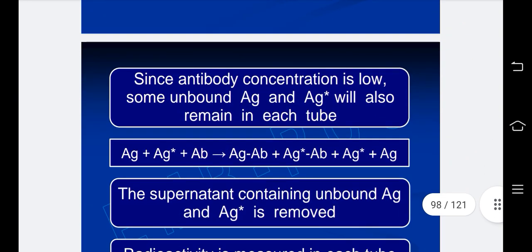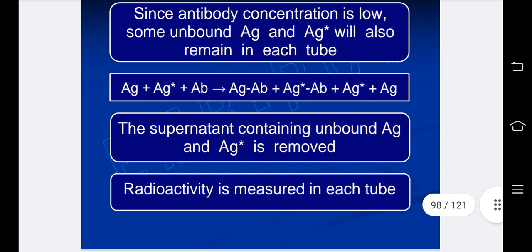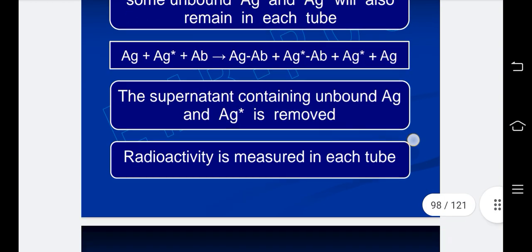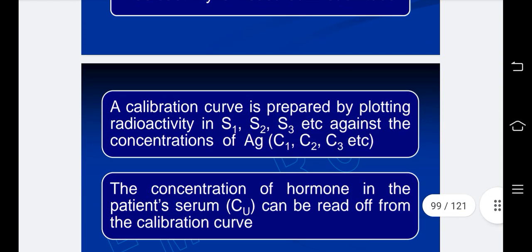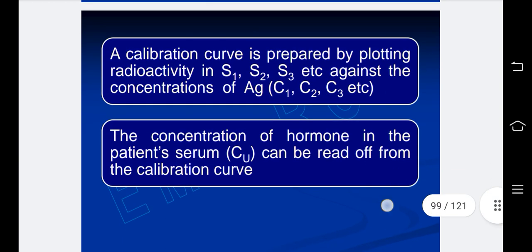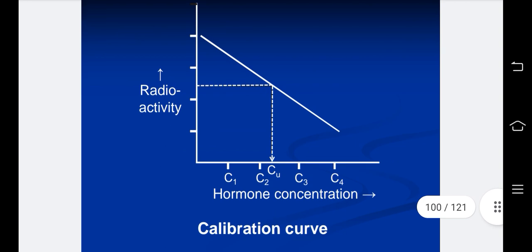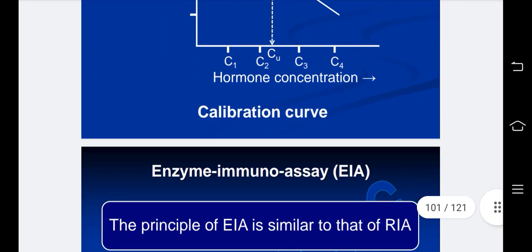Since antibody concentration is low, some unbound AG and AG star will also remain in each tube. The supernatant containing unbound AG and AG star is removed. Radioactivity is measured in each tube. A calibration curve is prepared by plotting radioactivity in S1, S2, S3 against the concentrations of AG, C1, C2, C3, etc. The concentration of hormone in the patient's serum, CU, can be read off from the calibration curve. Radioactivity, hormone concentration, calibration curve, we could see.